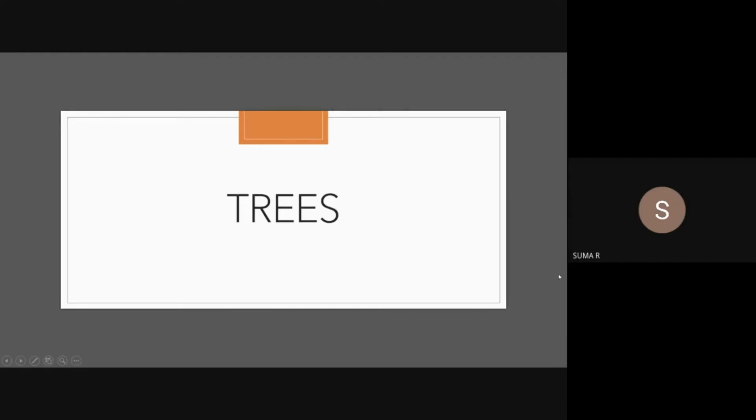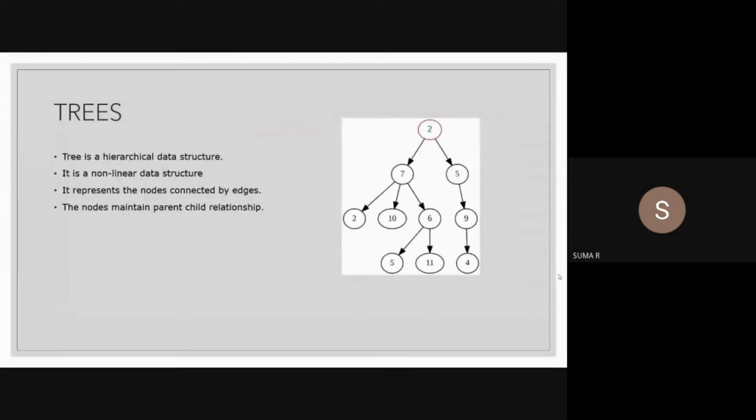Today, I am going to discuss the data structure trees. A tree is a hierarchical data structure. That means in trees, the data nodes are arranged in a hierarchical way. It is a non-linear data structure.